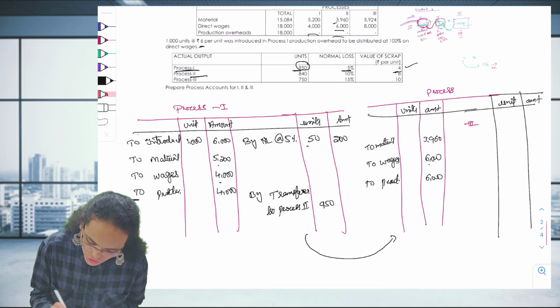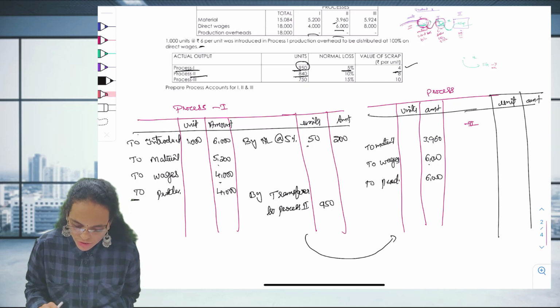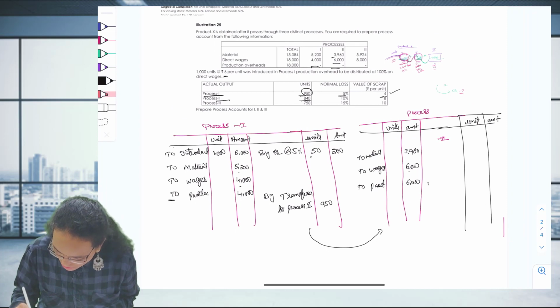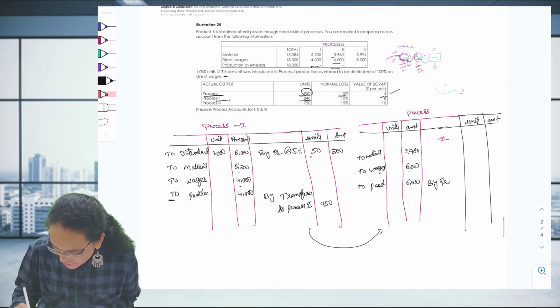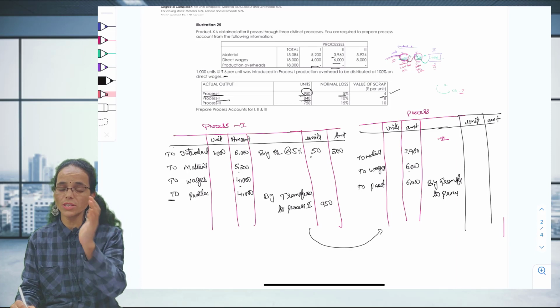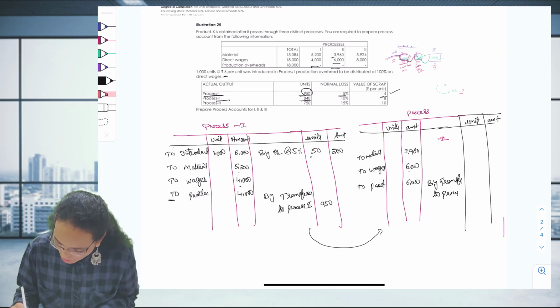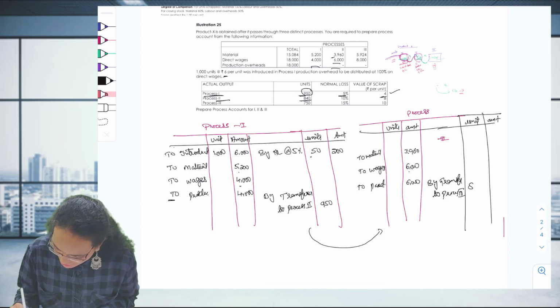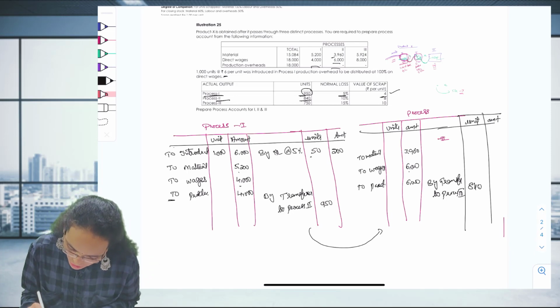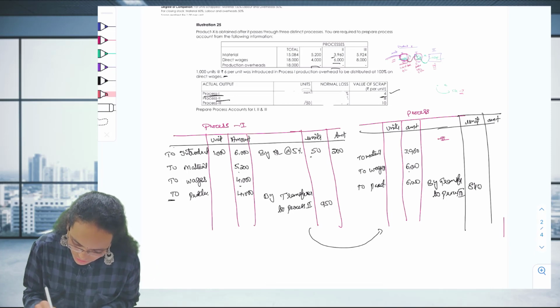Next part, process 2. 840 units are the output from process 2. So, from process 2, by transfer to process 3, the work in progress is transferring to process 3. You write process 3, how much? 840 units. At what rate? We don't know. Put it aside.